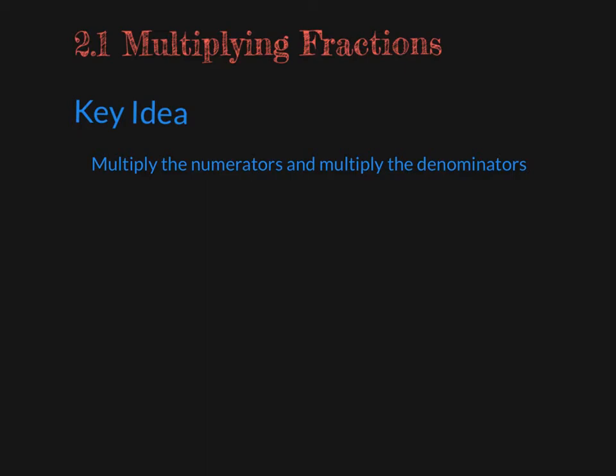The key idea of this section is to multiply the numerators and multiply the denominators. So if I had 3/7 times 1/2, it would look like this, and you can set it up this way. 3 times 1 over 7 times 2. You're just going straight across on both of them.